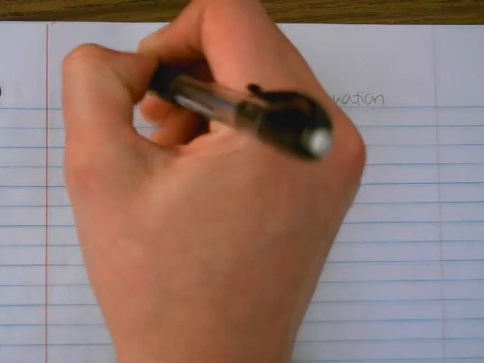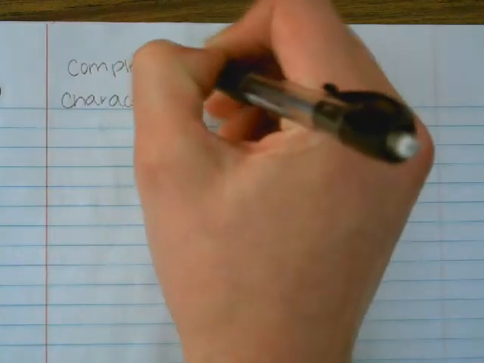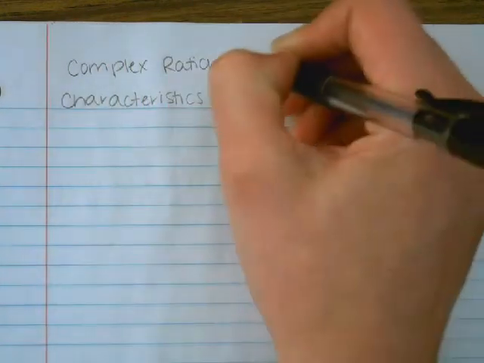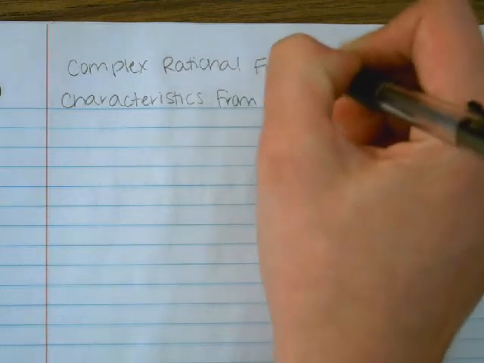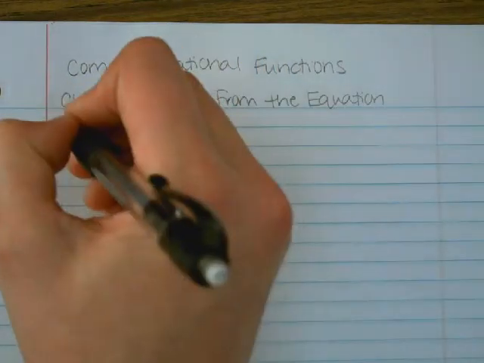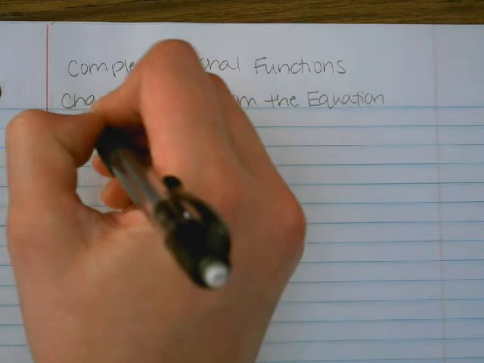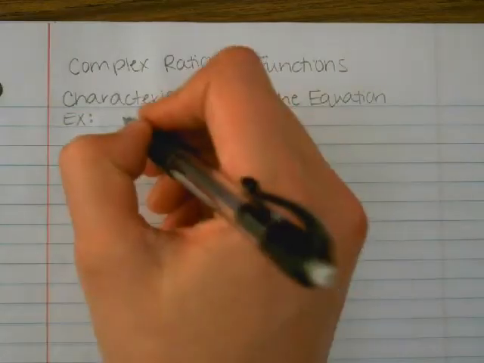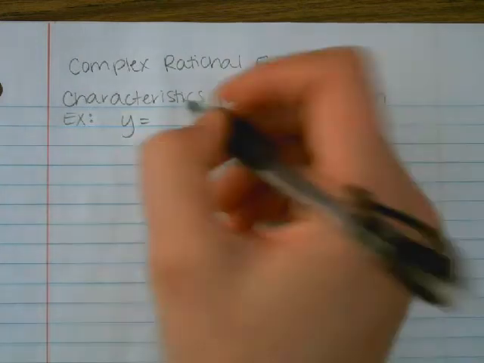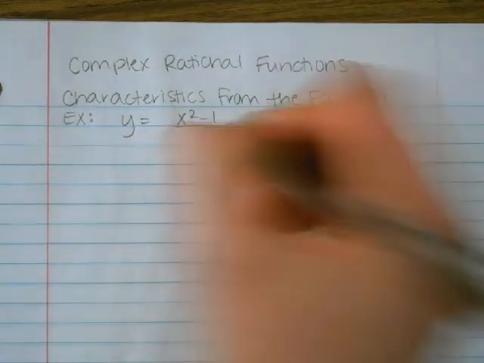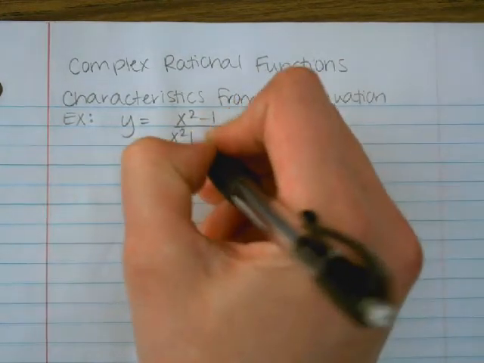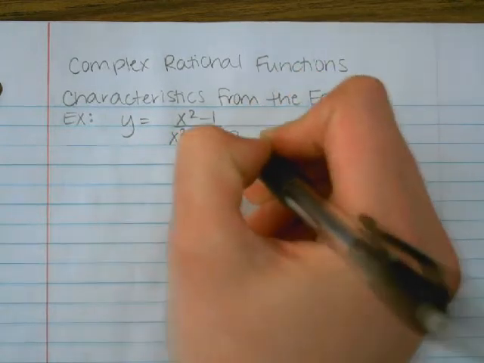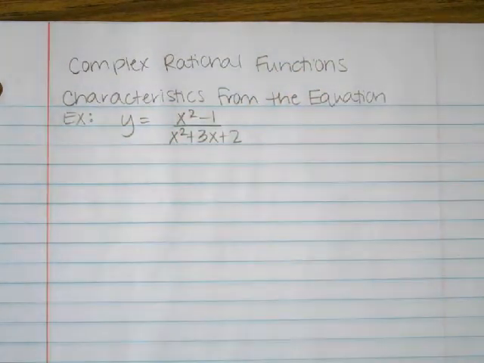So complex rational functions. So we looked at more simple ones like 1 over x and 1 over x squared, or we could say 1 over x plus 3 or something like that. Here we're going to look at something that involves a little bit more. So that's the equation that we're going to be looking at.